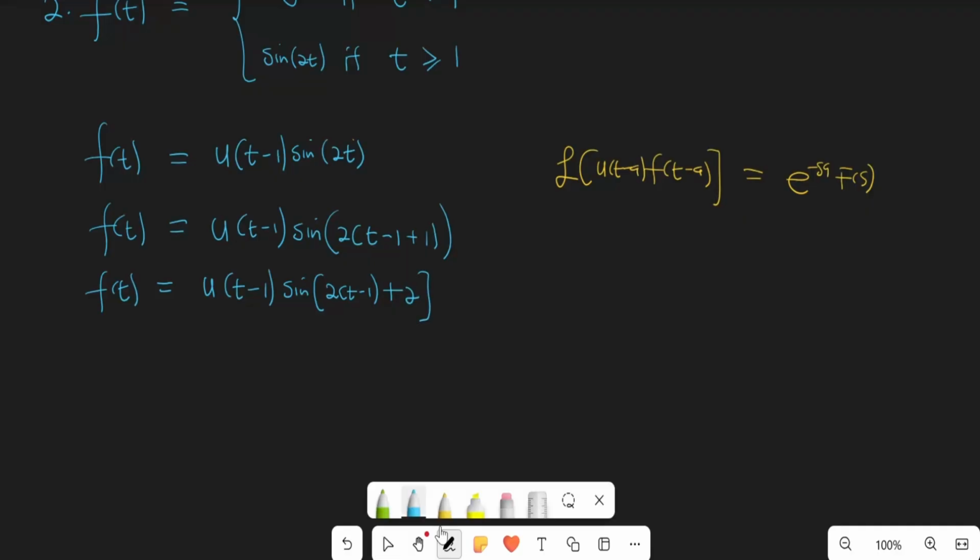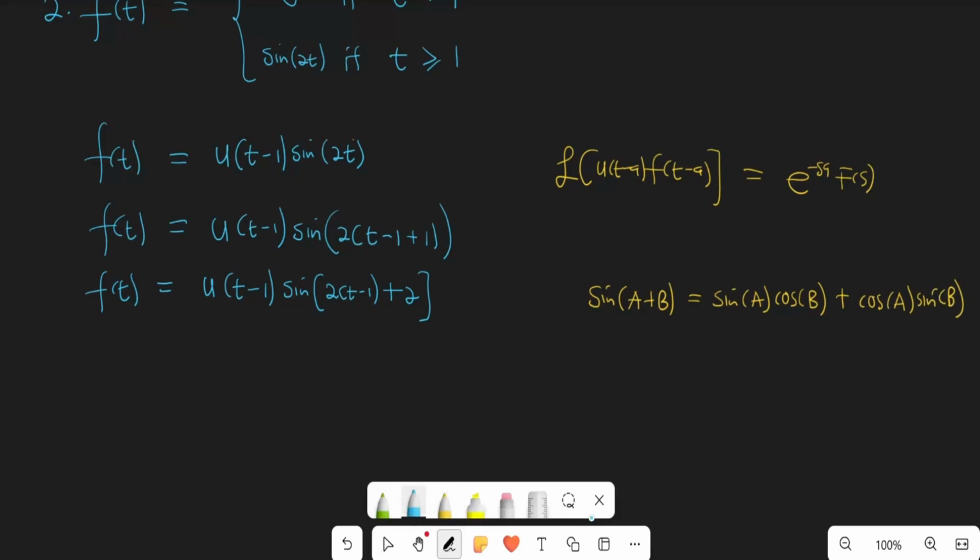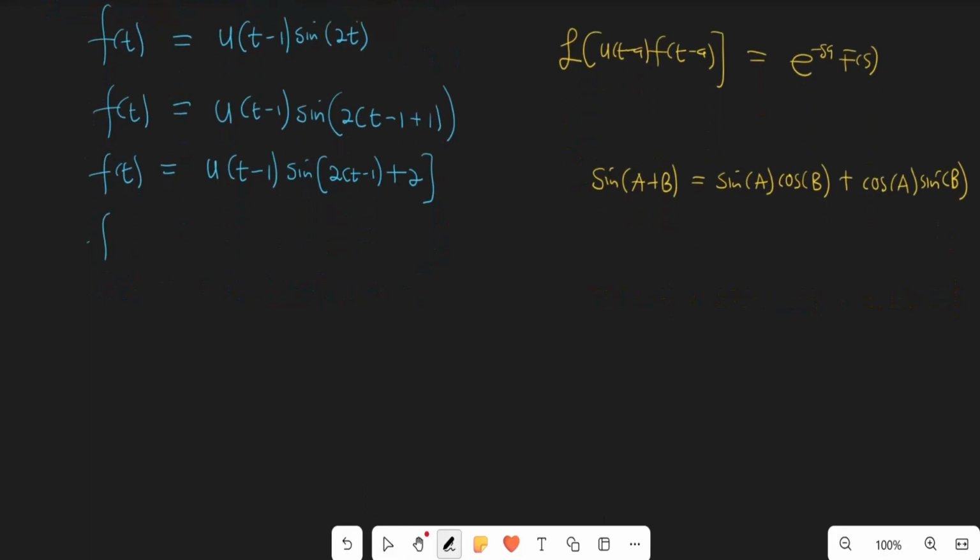So now using the double angle identity again, so I'm going to write it here again. Sine of a plus b is equal to sine of a cosine of b plus cosine of a and then sine of b, correct? Now let's apply that here. This f of t is equal to u(t minus 1). This one is a and this one is b.